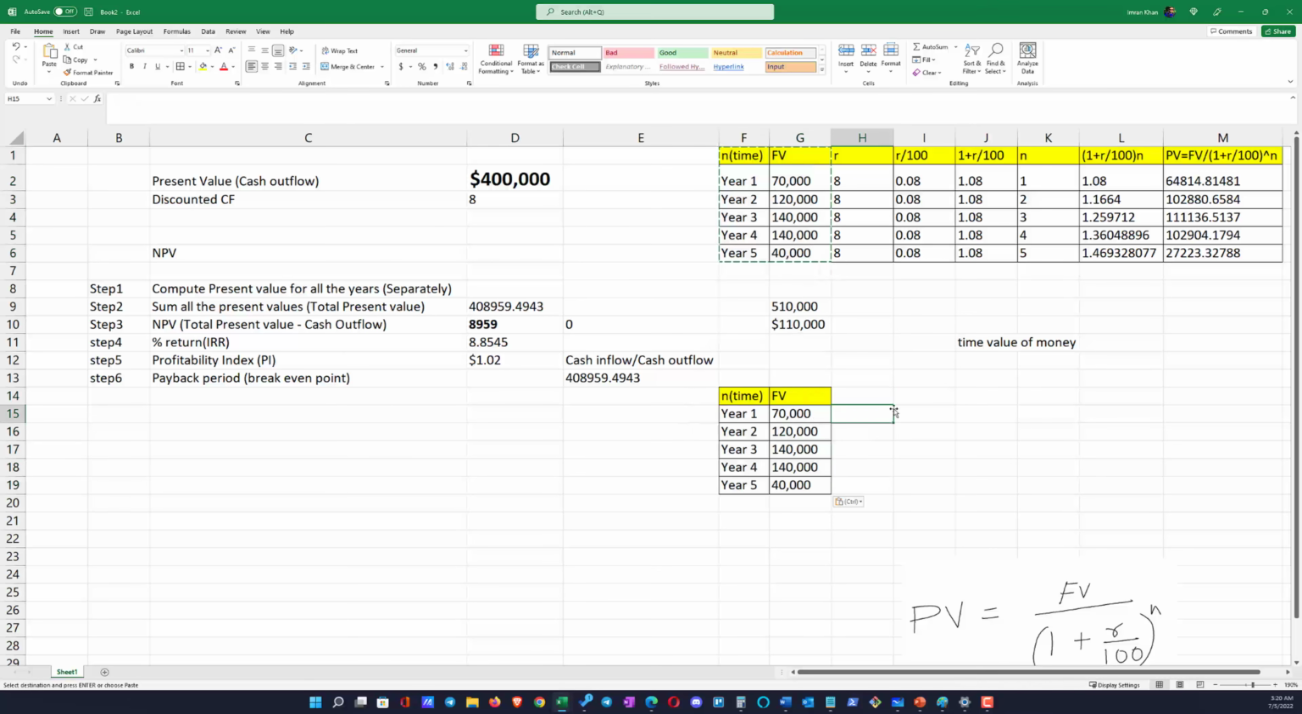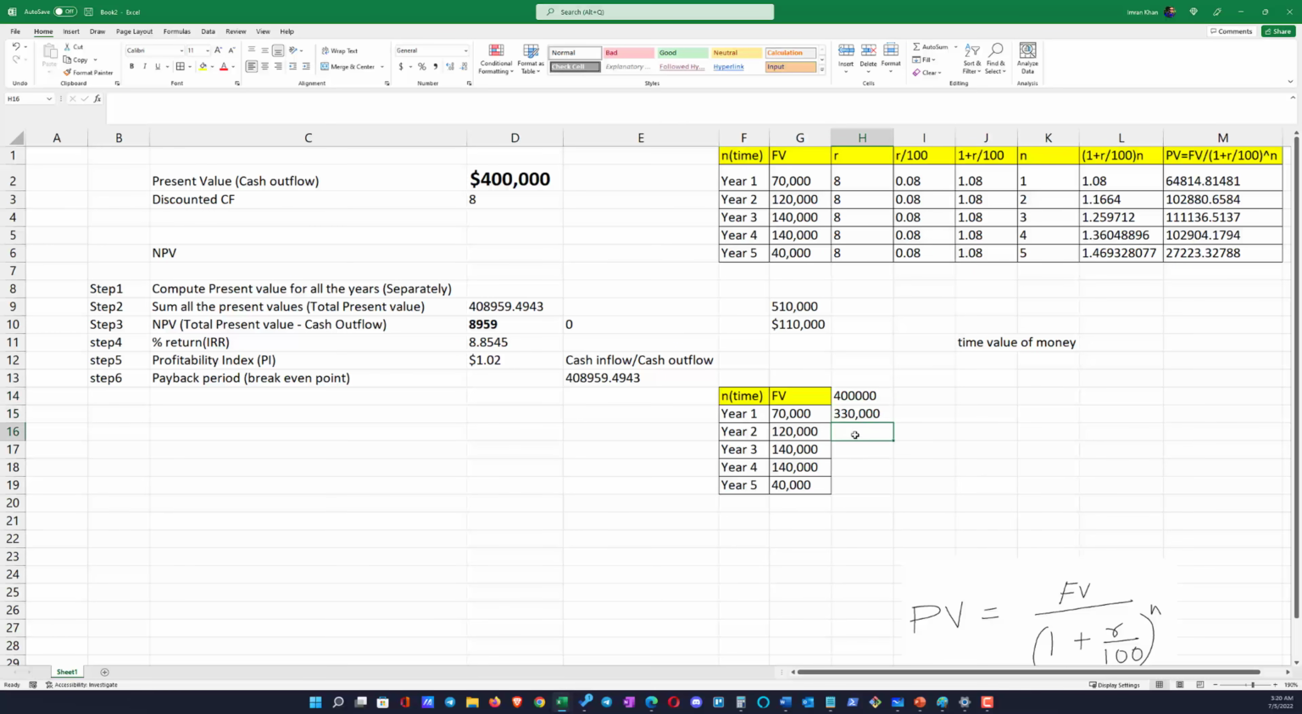So in year one, you invested how much? $400,000, right? I'm just typing the same number here. So in year one, you already recovered $70,000. So let's remove $70,000 from $400,000. We still need to recover $330,000.